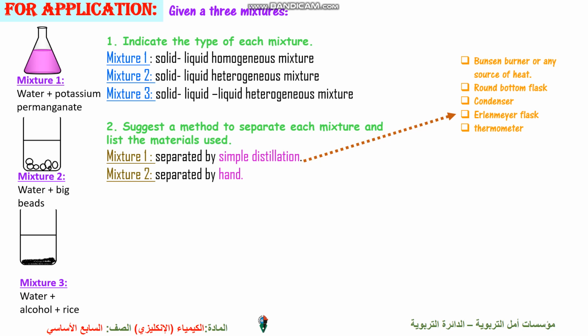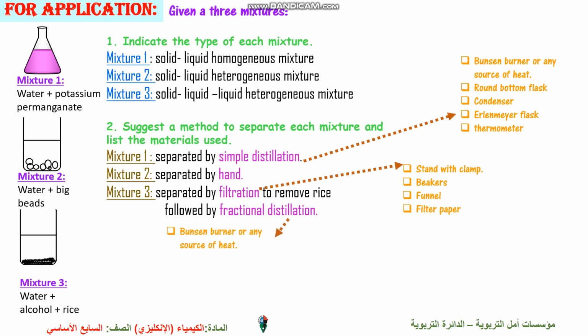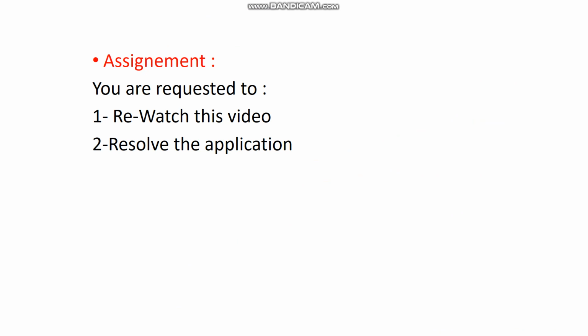For mixture 3, because we have water, alcohol, and rice, I can remove the rice by filtration, and then I use fractional distillation to separate the water and alcohol. So first we use filtration, then we use fractional distillation. The materials used in filtration are the stand with the clamp, beakers, funnel, and filter paper. For fractional distillation, we use Bunsen burner or any source of heat, round bottom flask, fractionating column, condenser, and Erlenmeyer flask.